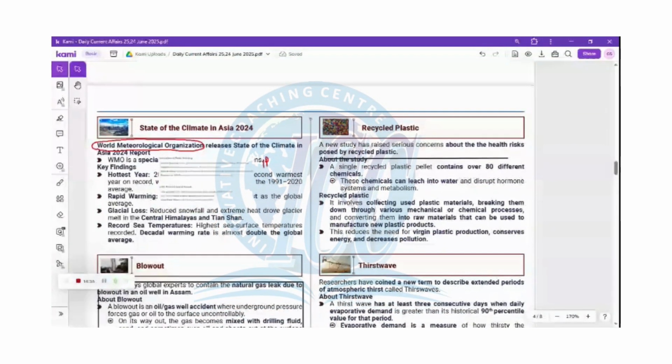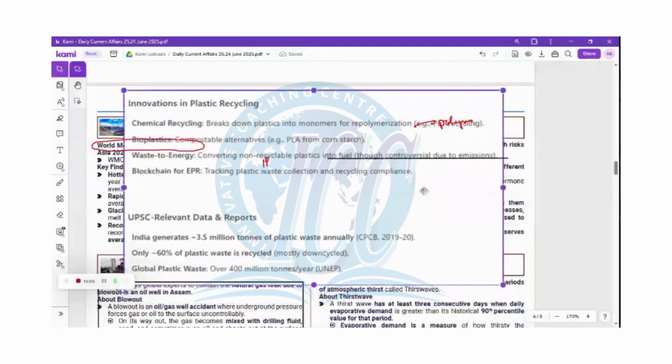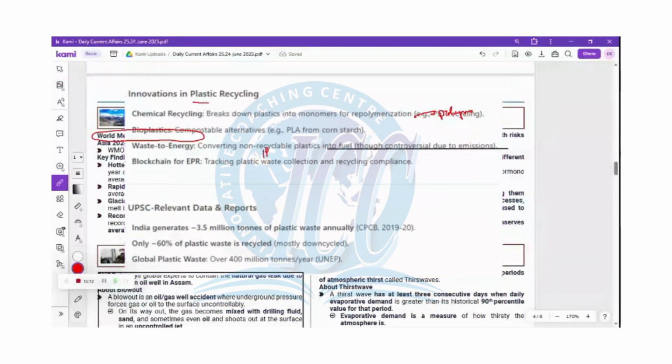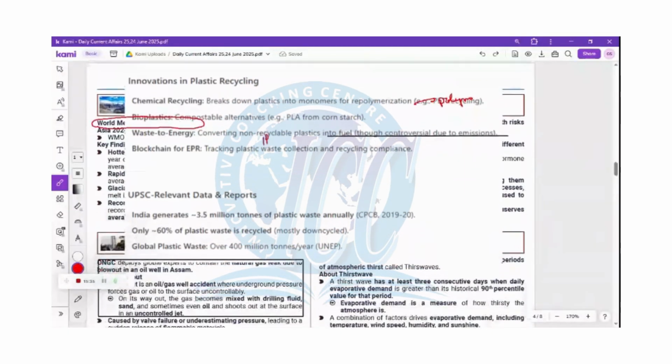Then recycled plastics. Nowadays we are trying to recycle plastics, but recycled plastic is also causing several problems. Plastics are basically polymers. So let us see some of the plastic technologies. Innovations in plastic recycling are either chemical recycling, breaking down plastics from polymers into monomers, or bioplastics, preparing plastic from biodegradable wastes. Then waste to energy, converting non-recyclable plastics into fuel.